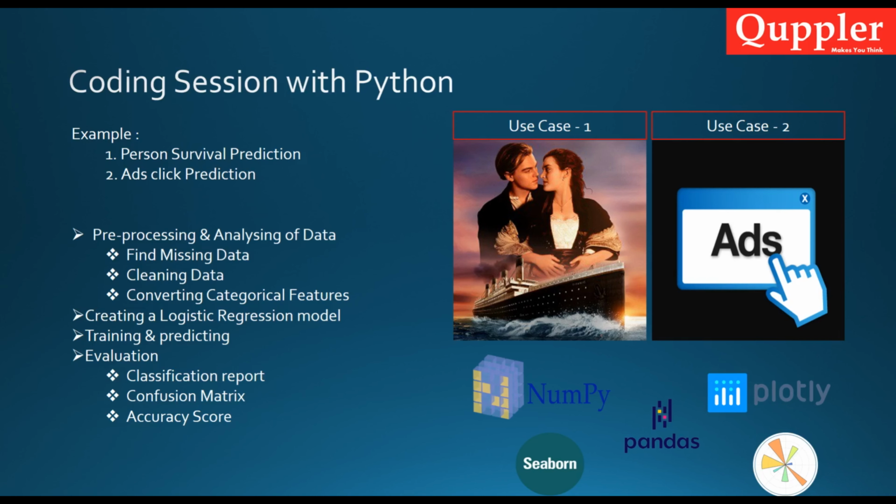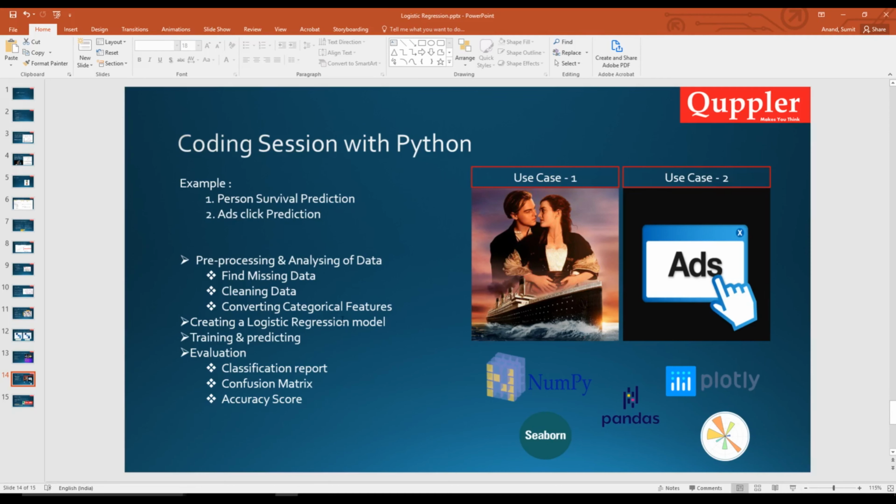All this we're going to cover using libraries like NumPy, Plotly, Pandas, Seaborn, and Matplotlib. Using these, we're going to clean, pre-process the data, train, and evaluate. All this we're going to do using these APIs. So let's start. Okay, now let's move ahead, and we're going to start off with the person survival prediction. For this, I'm going to open my Jupyter notebook.